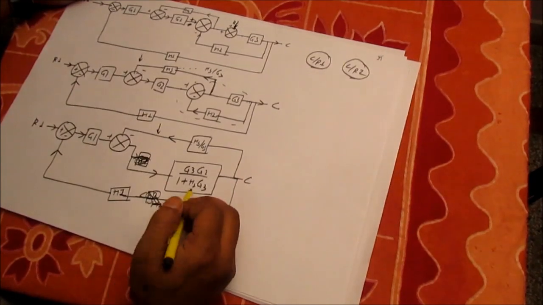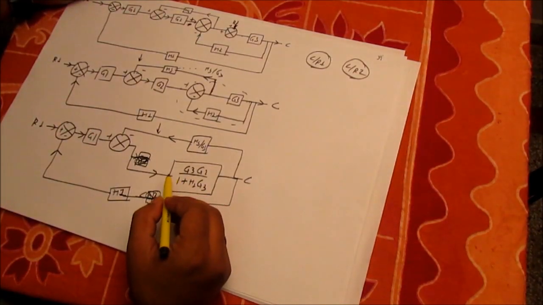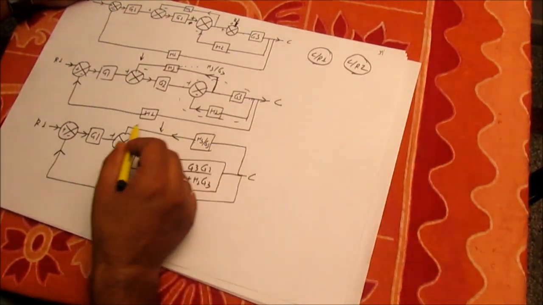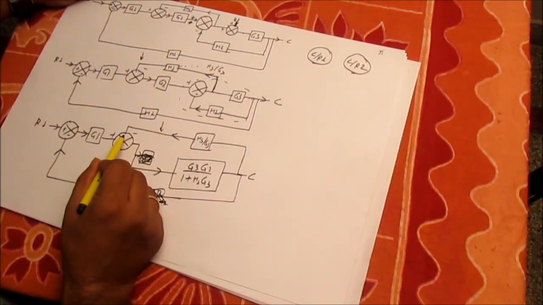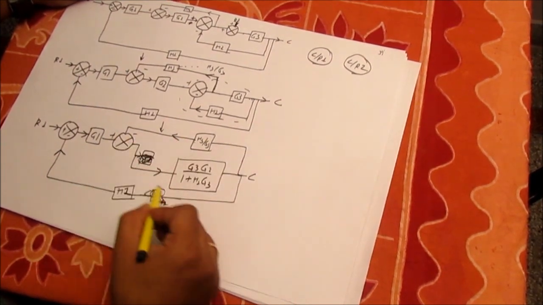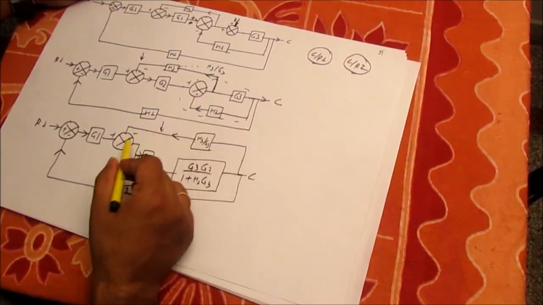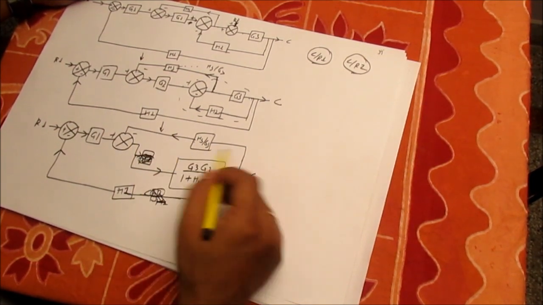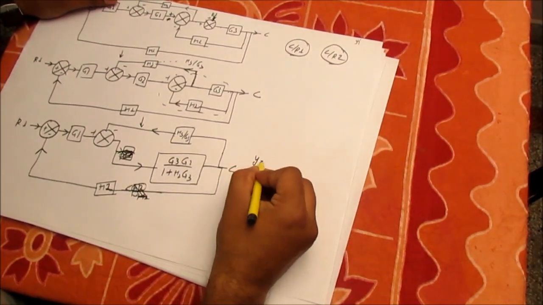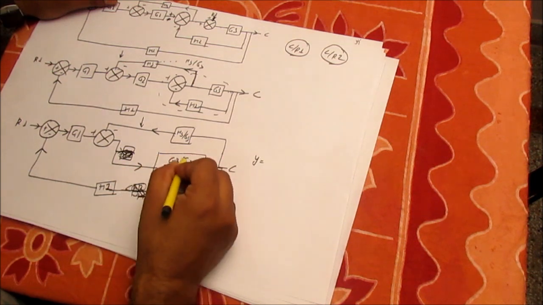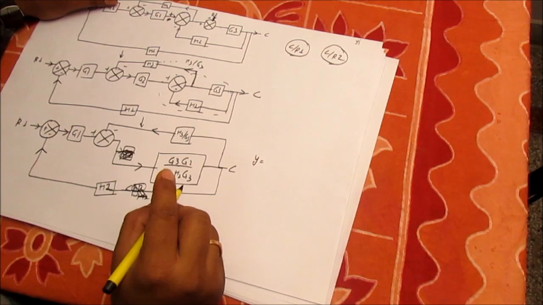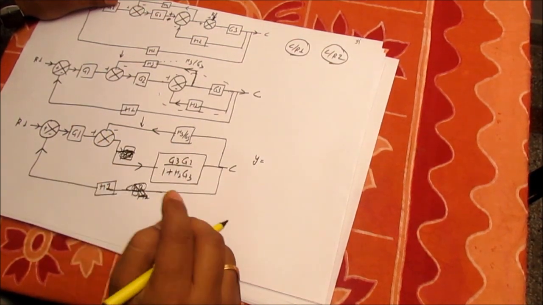Now, as we can see here, this one is again a feedback loop, right? And it is a negative feedback loop. So suppose its value is y, and y is equal to G divided by, as it is negative here, 1 plus GH. So our formula is G divided by 1 plus GH.